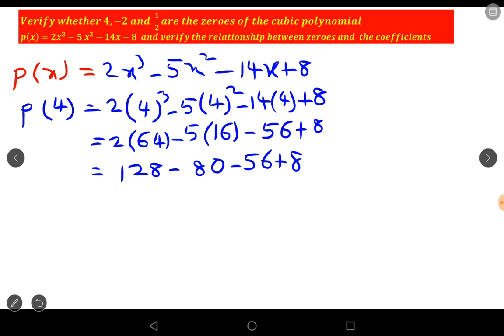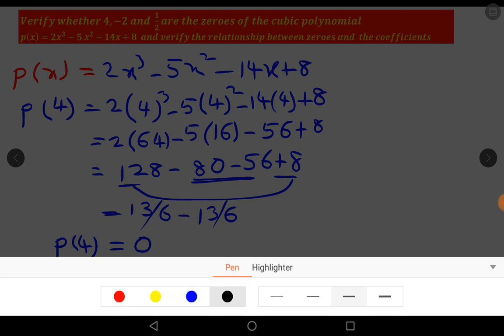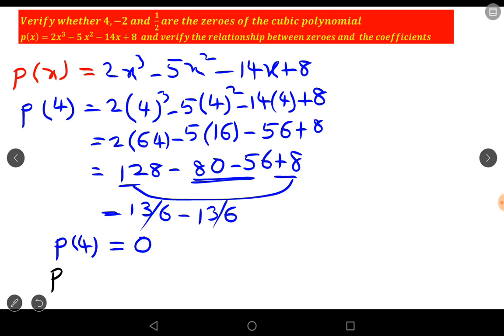Here 128 and plus 8, these two are positive, these two are negative. So 128 plus 8 is 136, minus 80, minus 56, minus 136. So 136 minus 136 is equal to 0. Therefore p of 4 equal to 0. First zero is verified. Next one, p of minus 2. P of minus 2.